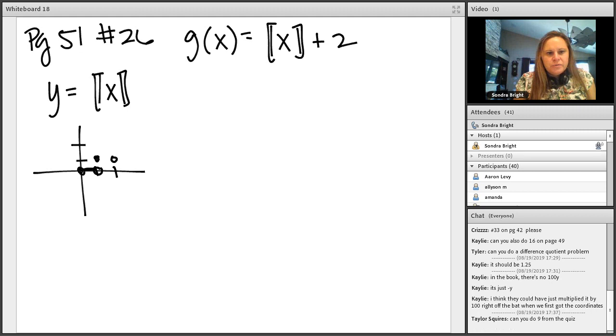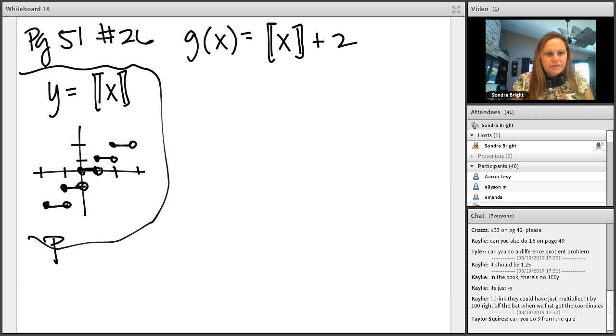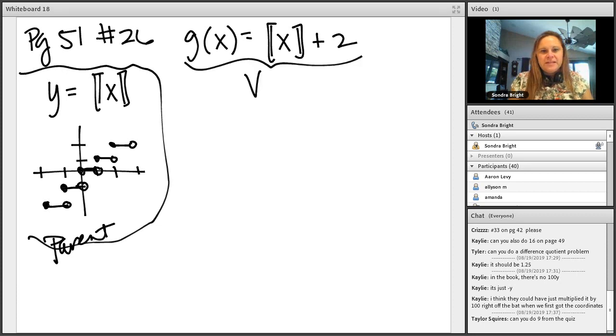And then closed, open, stair step, closed, open, stair step, and then it keeps on going like that. Open, closed on the left, open, closed. Okay, so here's your parent graph, right? So that's the parent graph. And so what does this do? It takes that parent graph and it does a vertical shift up 2 units.